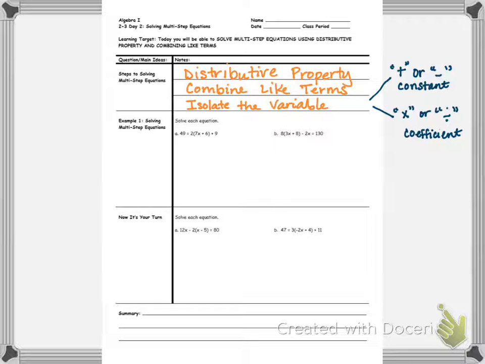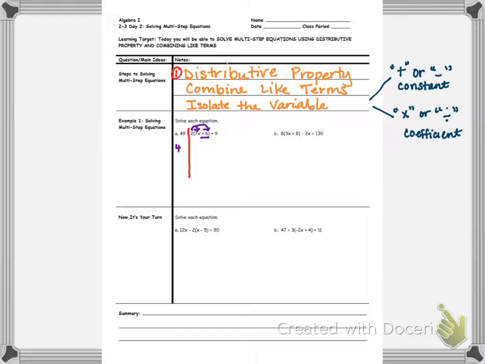Okay, so we're going to get into this first problem. 49 equals 2 parentheses 7x plus 6, and then close parentheses plus 9. So we know we're going to wind up with a two-step equation. So we're going to draw our line, and look at our first step here, which is the distributive property. So I'm going to distribute. I'm looking at this 2 times 7 and this 2 times positive 6.